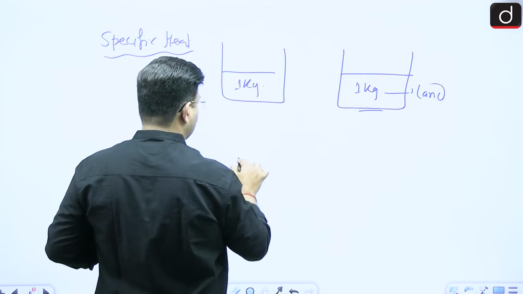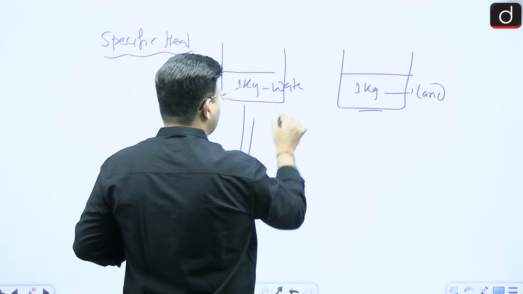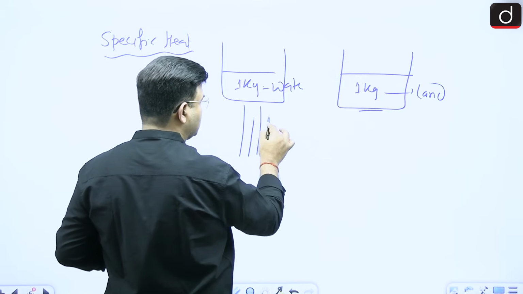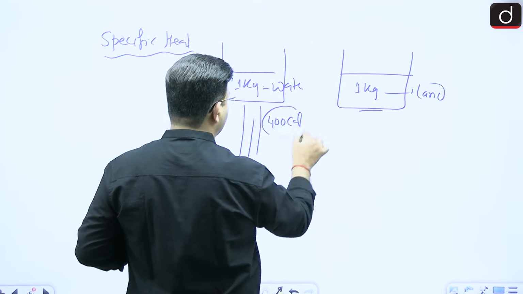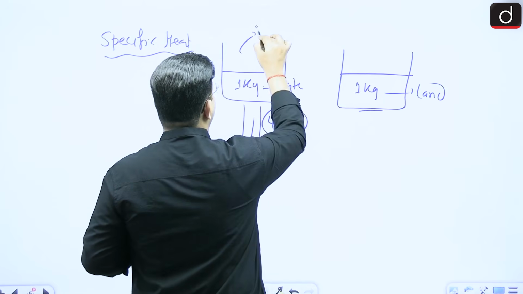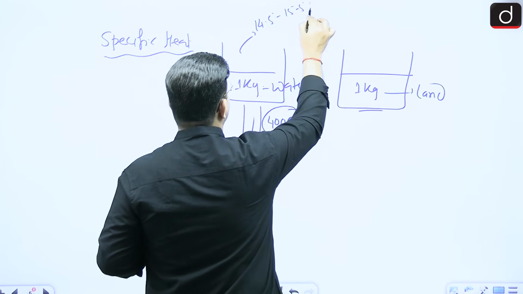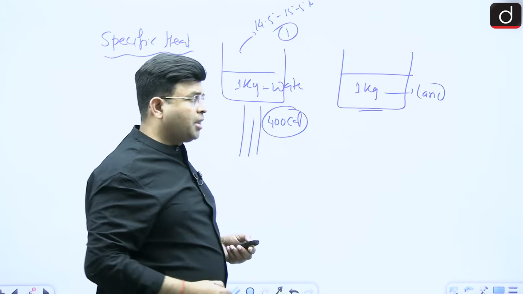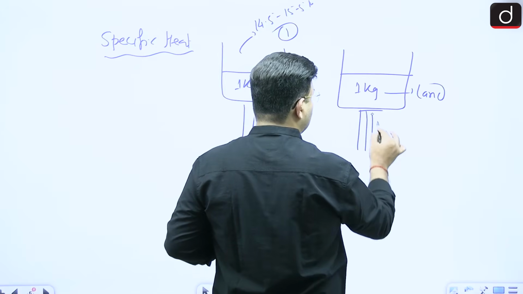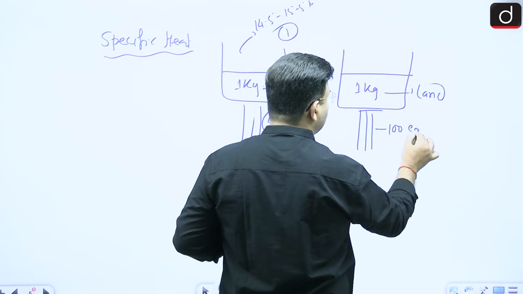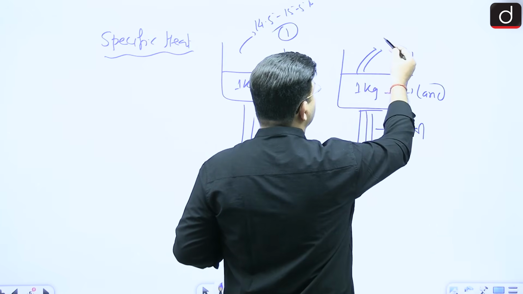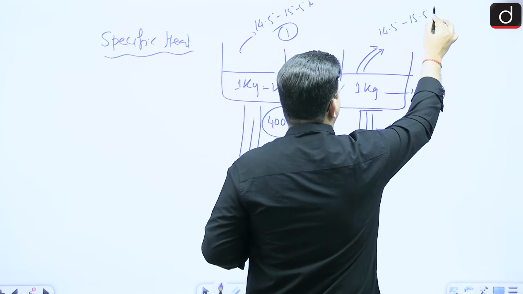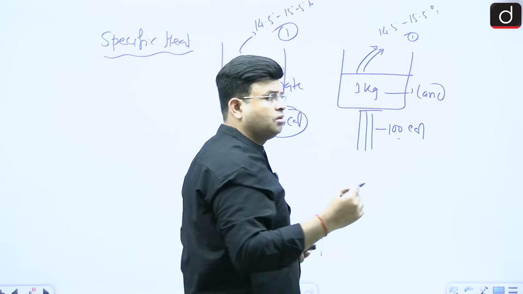So when I have supplied heat to this 1 kg of water, I said 100 calorie, then 200 calorie, then 300 calorie, then 400 calorie. When I supplied 400 calorie of heat, its temperature increased from 14.5 to 15.5 degrees Celsius, which means 1 degree Celsius rise in temperature by 400 calorie. And when I supplied heat to the land, only 100 calorie, its temperature increased from 14.5 to 15.5 degrees Celsius. Means 1 degree Celsius increased by only 100 calorie.